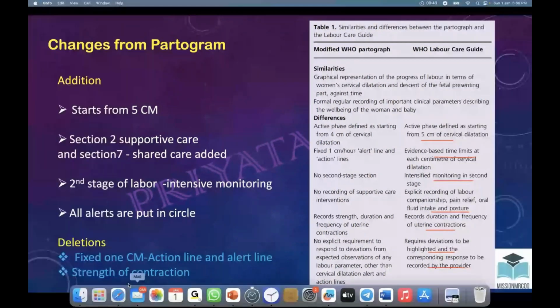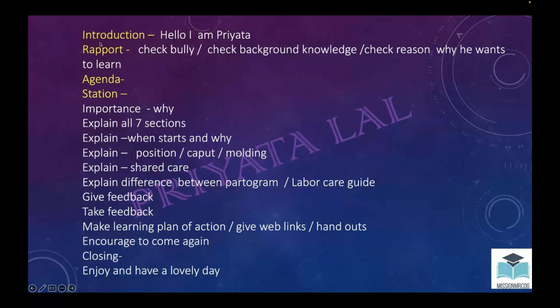So this is the same template. Now I have done the introduction, built my rapport, put the agenda, explained the importance of LCG, explained all sections, and explained whatever he asked in the exam. Then at the end I have to give feedback. So you are a very enthusiastic learner and take feedback. Can you give me feedback on my method of teaching? I'll give you certain handouts so that you can learn more. Whenever you have any concern, you can come back. I'll be helping you out. Thank you for your time. Have a lovely day.